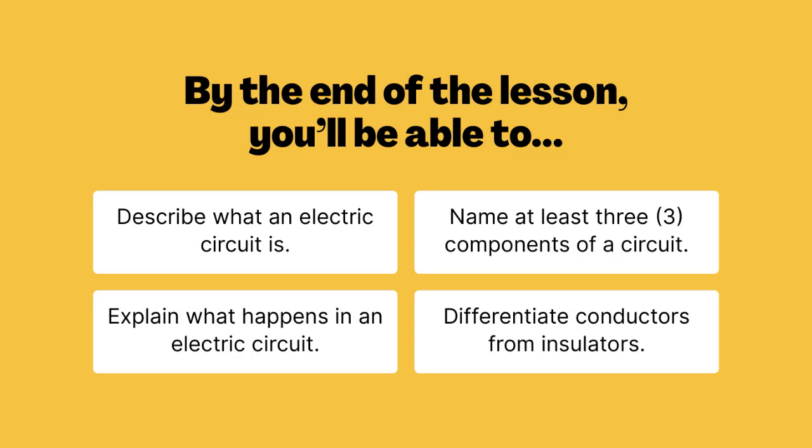By the end of this lesson, you'll have a clear understanding of how to tell apart conductors from insulators. We'll also explore what actually happens inside an electric circuit, making it easier to see how electricity flows. I'll help you identify at least three key components that make up a circuit, so you can better understand how they work together. Lastly, we'll describe what an electric circuit is, essentially, a path that allows electricity to travel from one point to another. These concepts are fundamental because they build the foundation for understanding how electrical devices and systems operate in our daily lives. So, by the end, you'll be more confident in explaining and working with electric circuits.